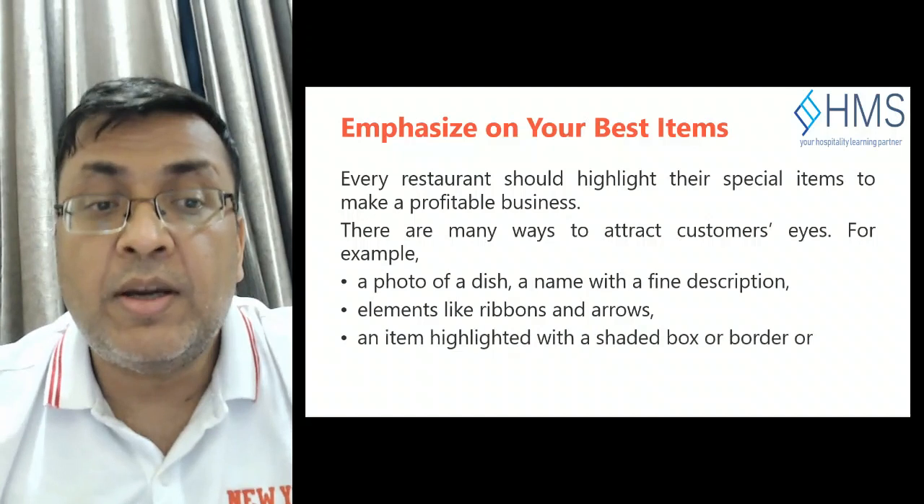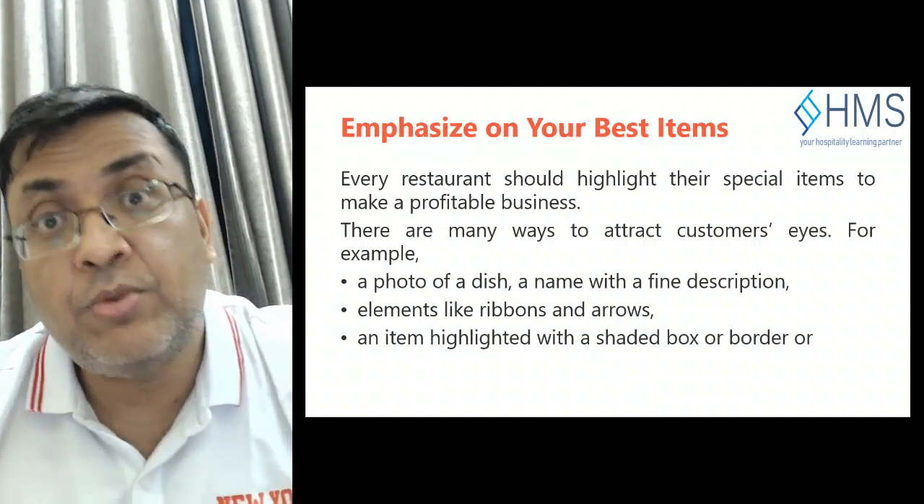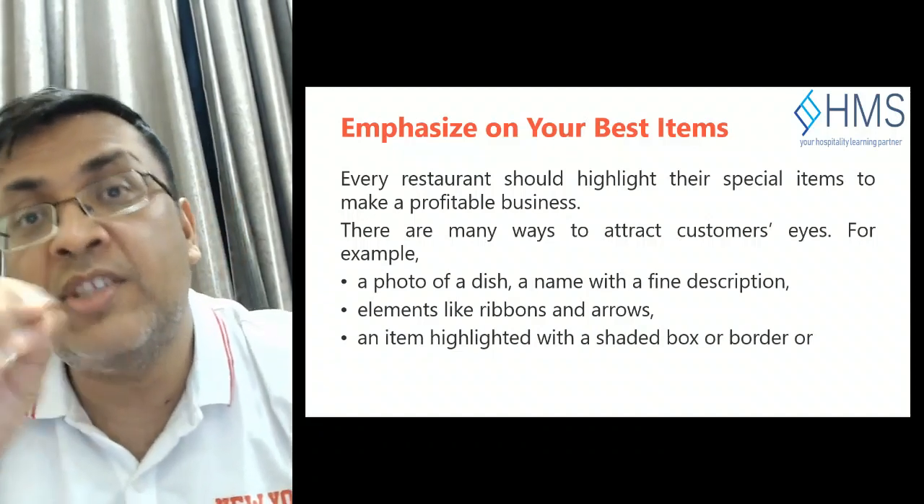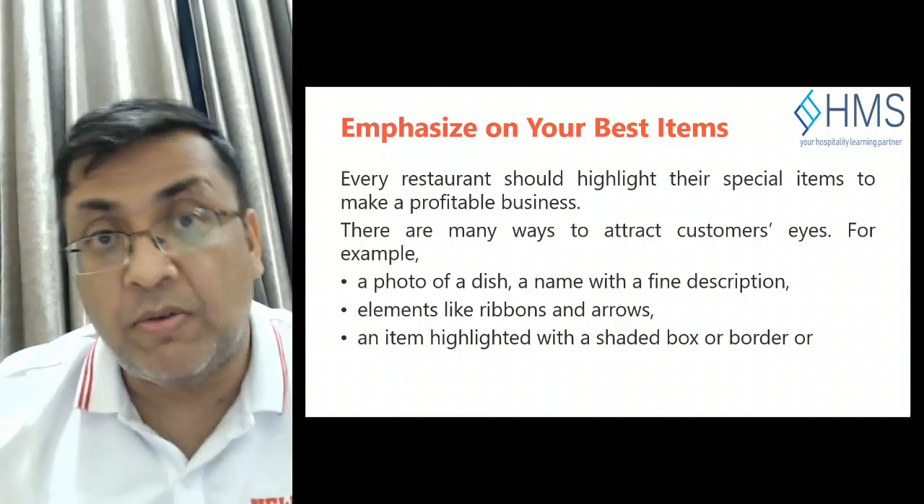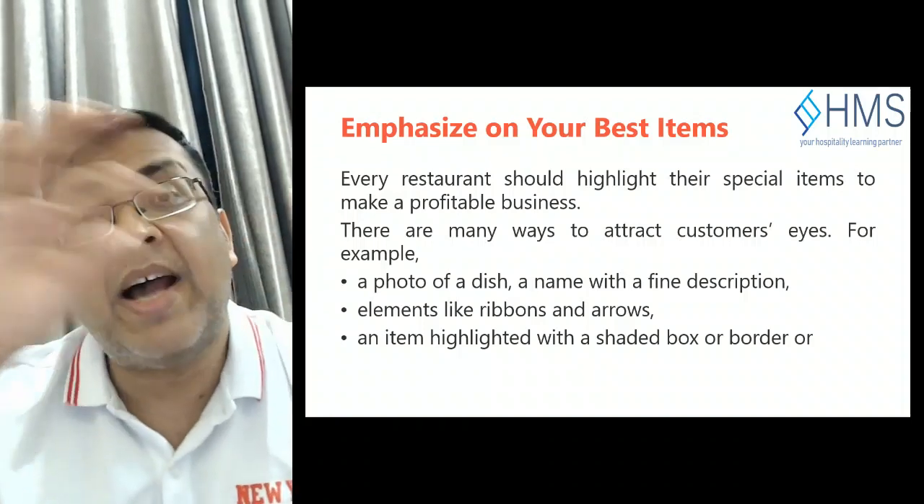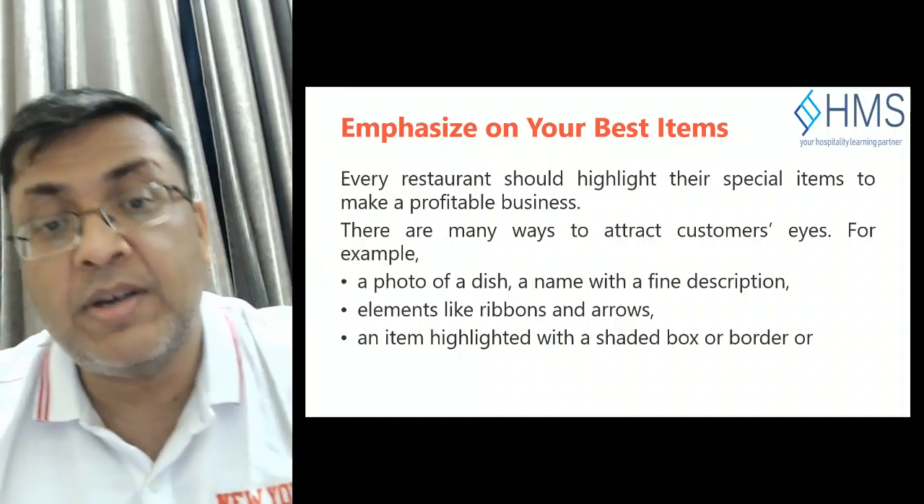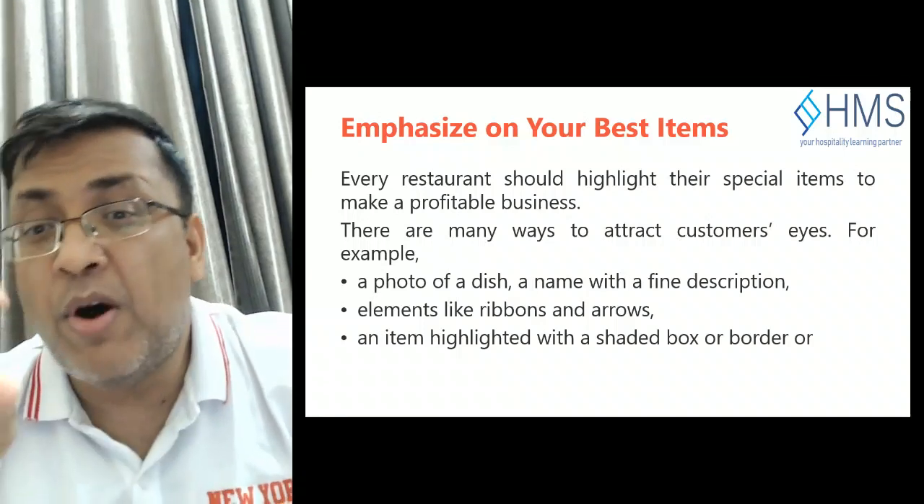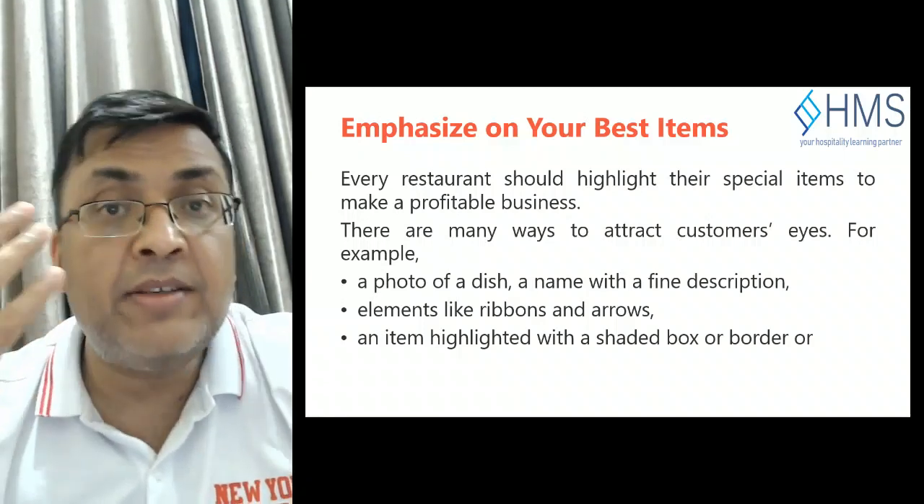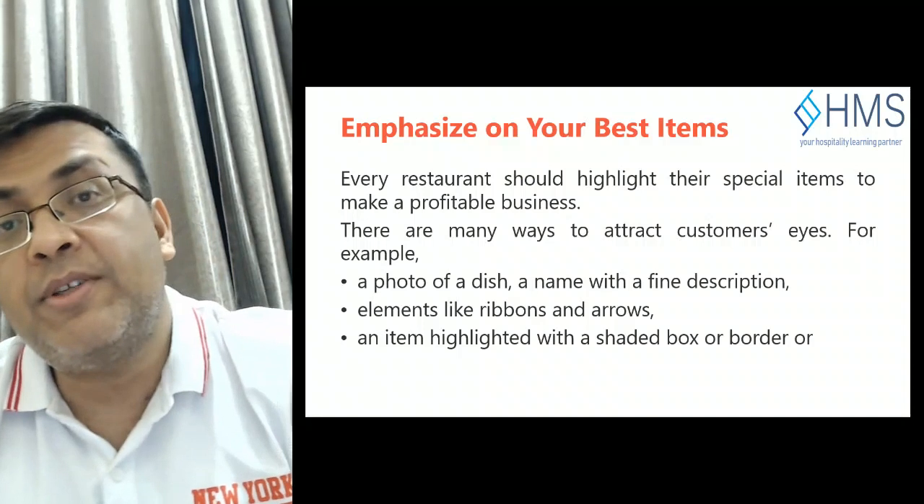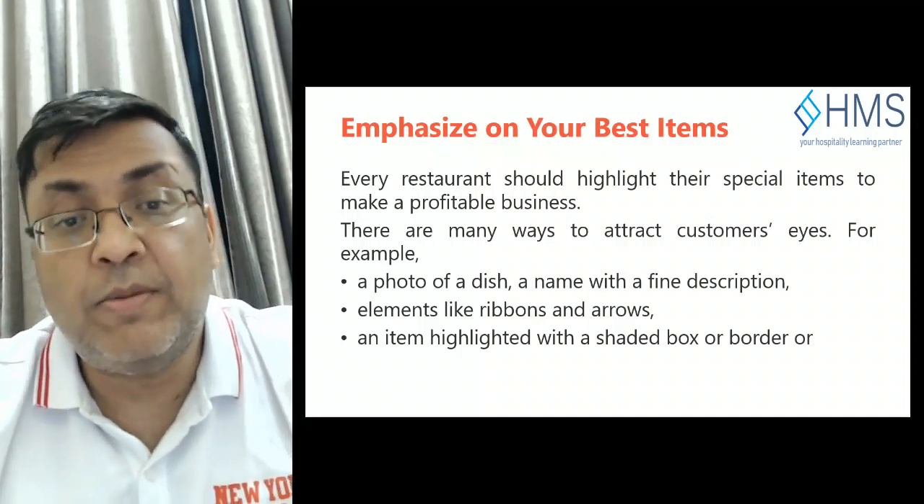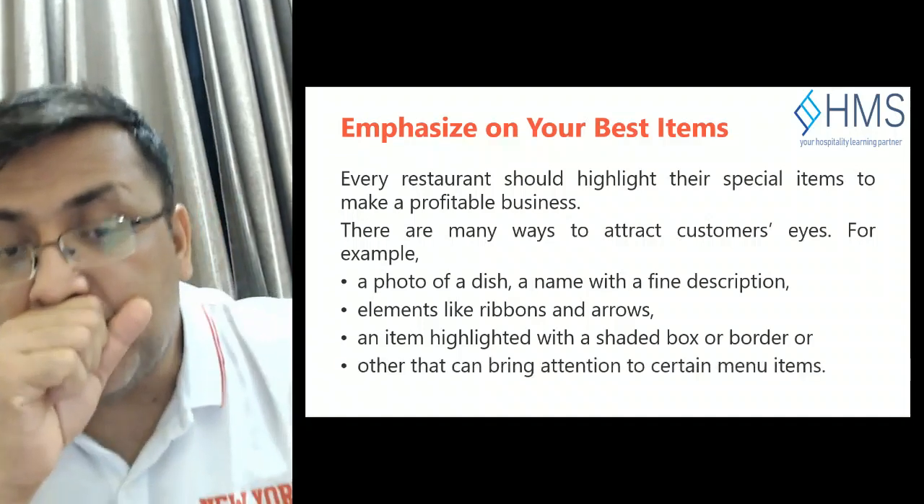Elements like ribbons and arrows are also used to highlight the items which you want to sell more, because people are attracted to the non-standard things. So if it's a list of normal fonts, and anything is highlighted, put under a ribbon, shaded box or a border, people's attention will go there first. So you can sell your best items, right?